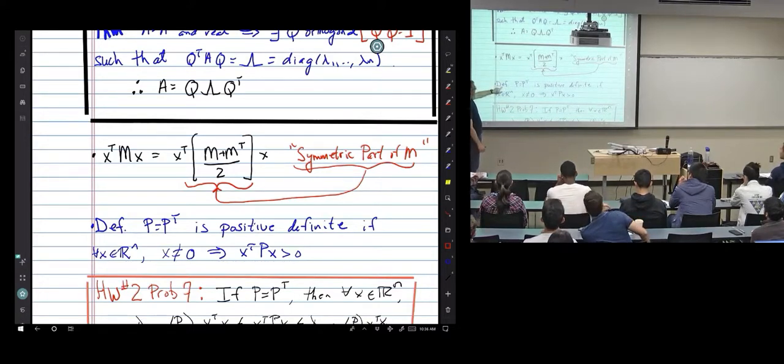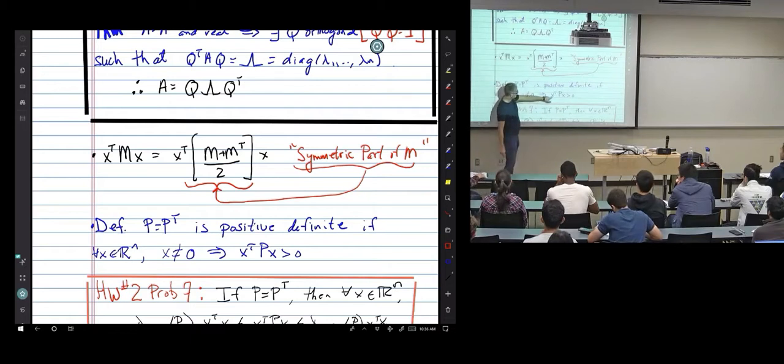Based upon that, we made a definition that a symmetric matrix is positive definite if X not equal to 0 means X transpose PX is not equal to 0. It's actually positive.